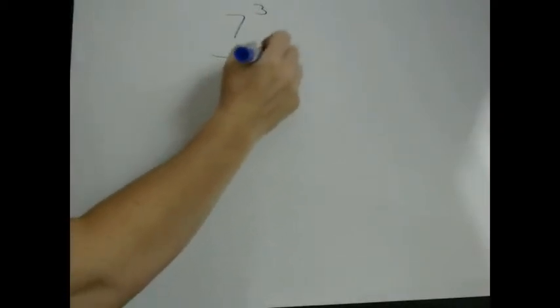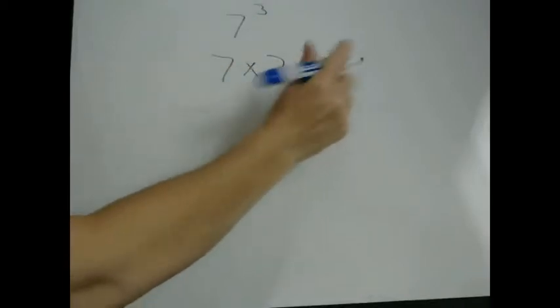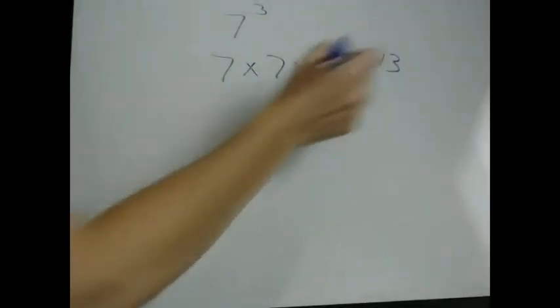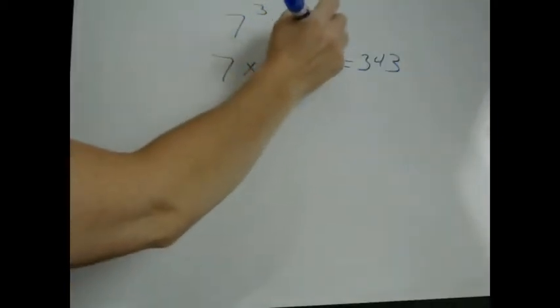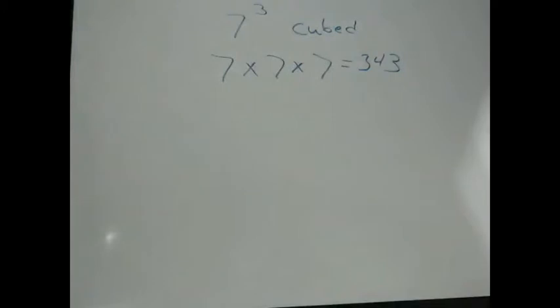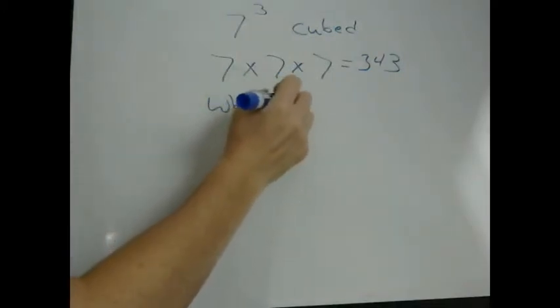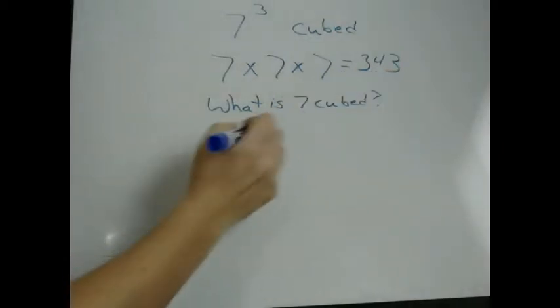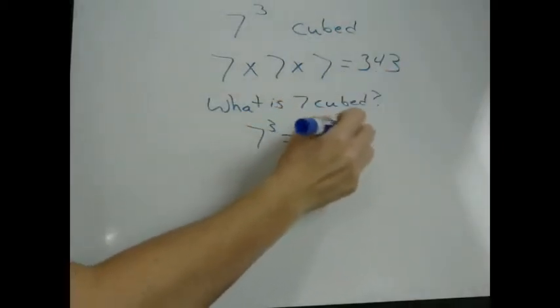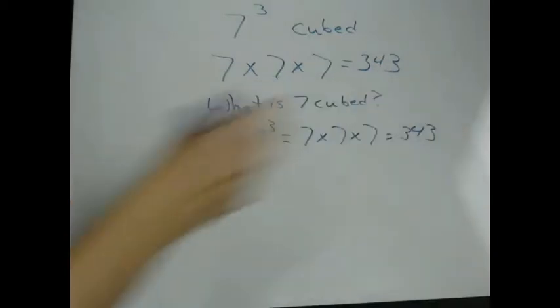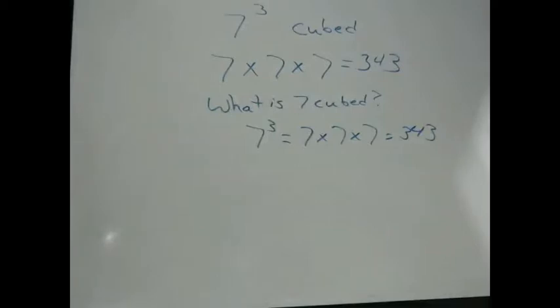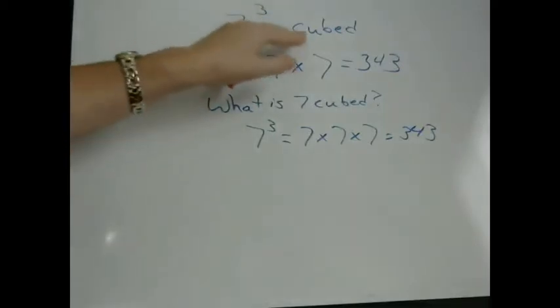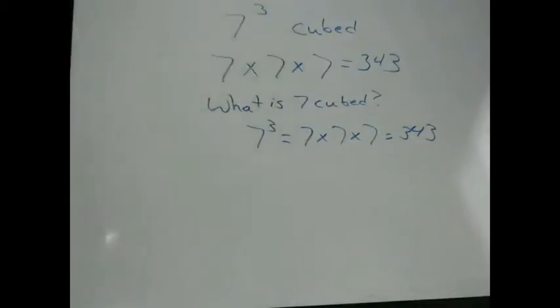If you have 7 to the third power, again that will be 7 times 7 times 7, 3 times: 1, 2, 3. That's going to equal 343. When you have to the third power, that means cubed. So if you have a question of what is 7 cubed, that means 7 to the third power, which is 7 times 7 times 7, which equals 343. Those are really the only two special cases. A 2 means squared, a 3 means cubed. If you see the word cubed, you know it's to the third power. Squared means it's to the second power.